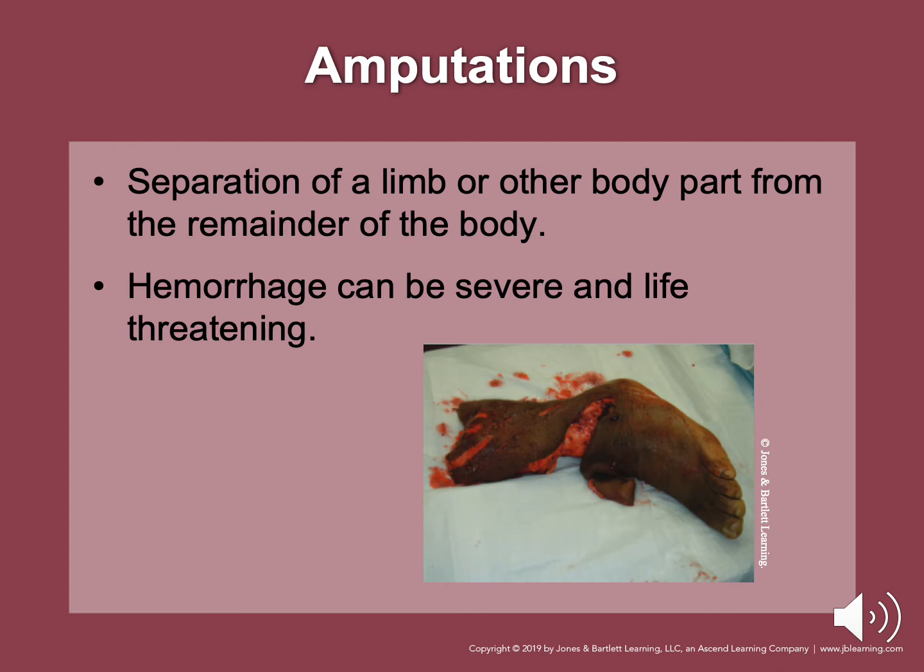Amputation is separation of a limb or other body part from the remainder of the body. Hemorrhage can be severe and life-threatening. So, if you do have an amputation, you need to take care of that hemorrhage. Don't forget our hemorrhage control protocol. If it is a major hemorrhage, you can go ahead and put a tourniquet on those injuries also.